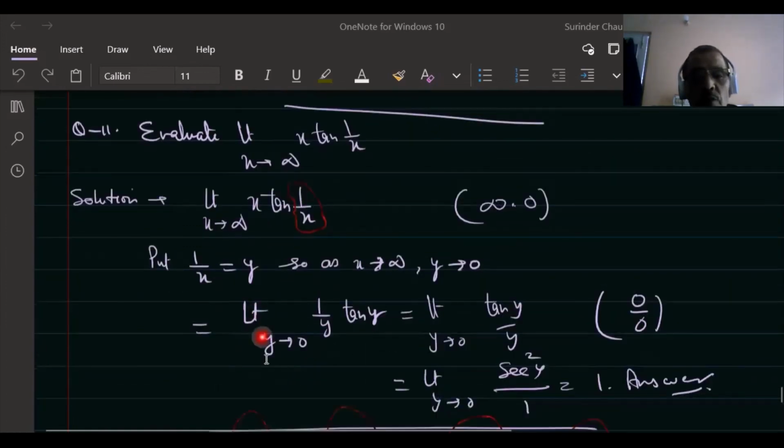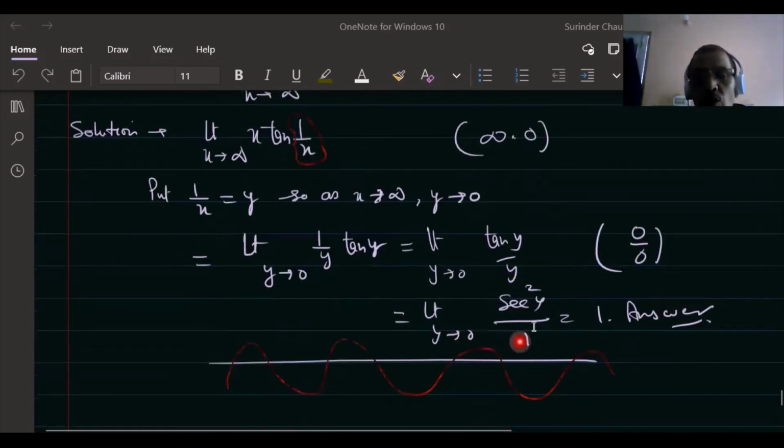So change the limit: the limit as y goes to 0 from the positive side of 1 upon y into tangent y is equal to the limit of tangent y upon y, which is y upon y in the limiting form, or we can directly use the formula, and this is equal to 1. Or we can apply L'Hopital's rule also. Thank you very much.